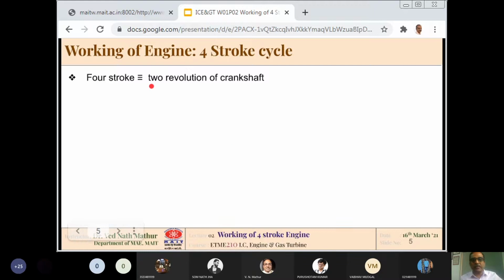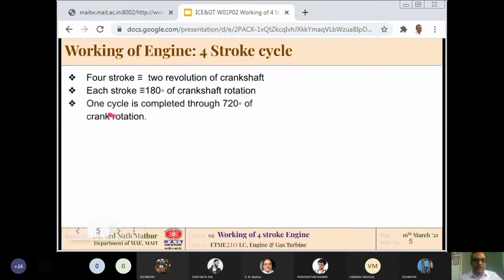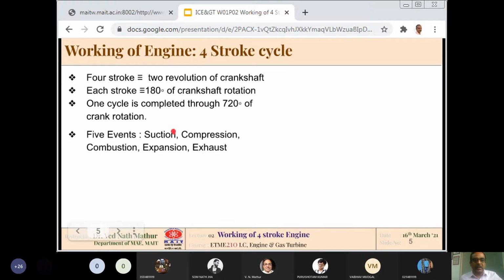So what does four-stroke mean? Four strokes are equivalent to 2 revolutions of the crankshaft. Now each stroke corresponds to 180 degrees of the crankshaft rotation. One cycle is completed through 2 rotations. That means 180 plus 180 plus 180 plus 180 is equal to 720 degrees of crank rotation. And during this 720 degrees of crank rotation, these 5 events take place inside the engine cylinder.